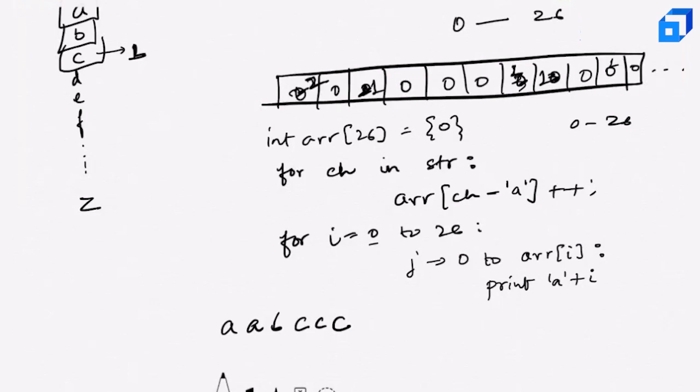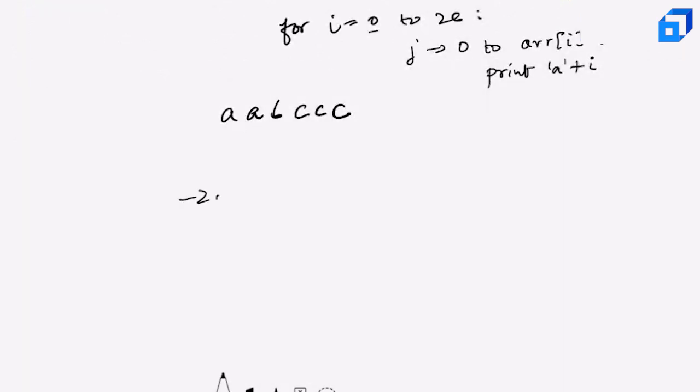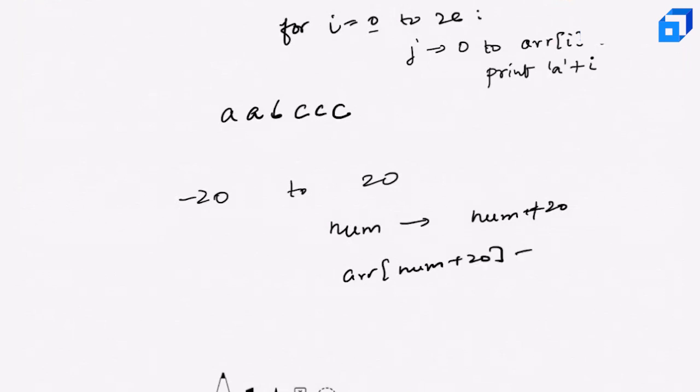Does that make some sense? CountSort, how is it working? As long as the range is limited. For example, if you have numbers from minus 20 to 20, even then you can use the array, because you can just say that every single number num corresponds to the index num plus 20. So when you encounter num, you say ARR of num plus 20 plus plus. And when you print, for ARR of i's count, you print i minus 20.